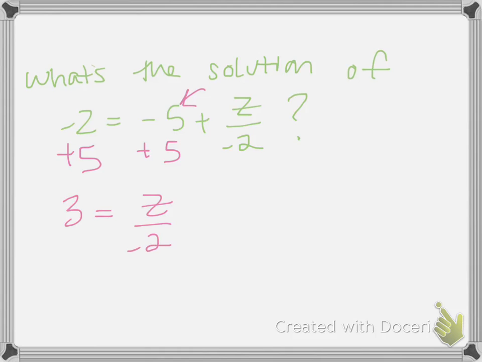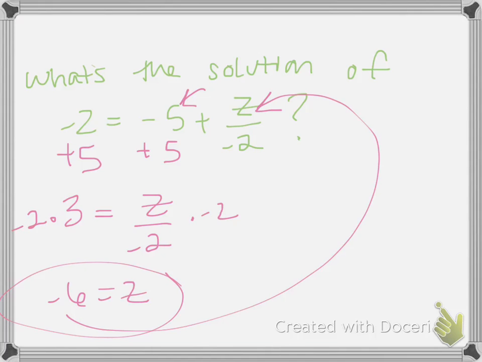Then we still have this z over -2. I'm dividing, so the opposite of dividing is multiplying, so I've got to multiply both sides by -2. -2 times 3 is -6, so z equals -6. Again, plug -6 in for z to make sure that it's the solution.